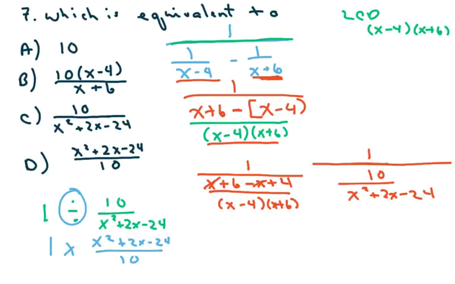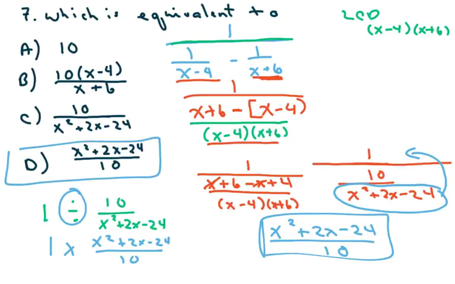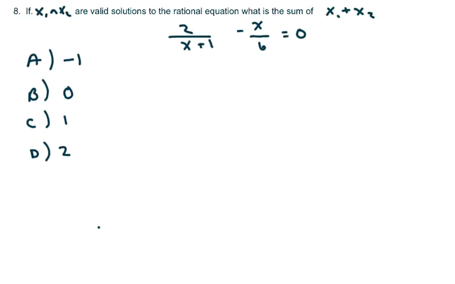So basically, when you see something like this, it just moves to the top. So you get x squared plus 2x minus 24 over 10. And that answer is right there, which is D. Okay, the next one.